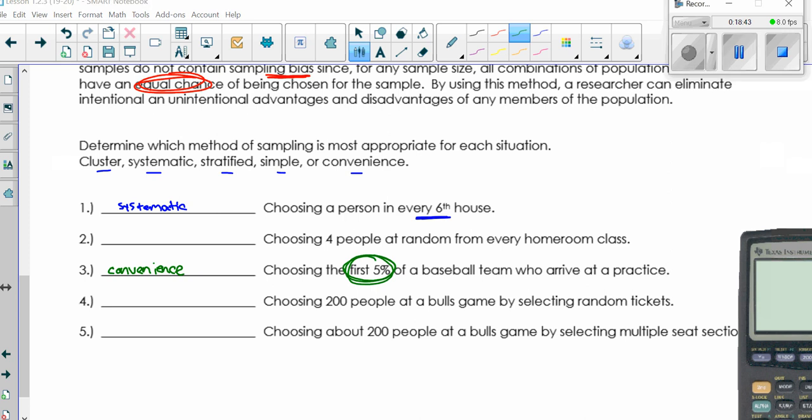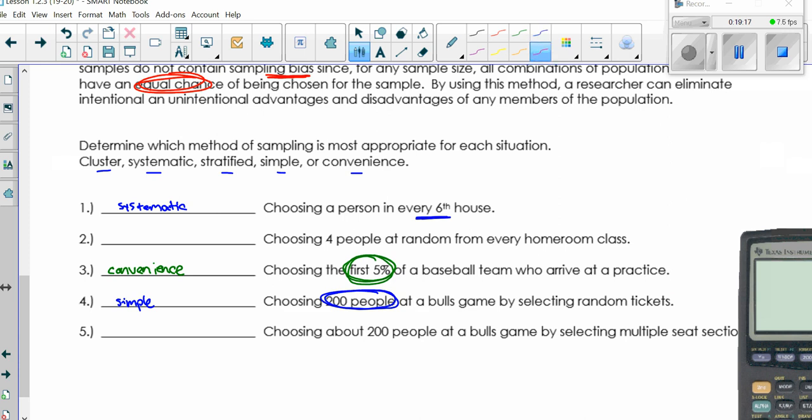Okay. The next one says choosing 200 people at a Bulls game by selecting random tickets. So notice that we're selecting 200 people at a Bulls game by selecting random tickets. That's a simple random sample. It doesn't say anything about grouping. It just says you're selecting 200 people by selecting random tickets. That just means that everybody's ticket basically goes into a bucket, and you're just going to pull out the first 200. So that is the most simple way to pick, and it's actually the best random method.